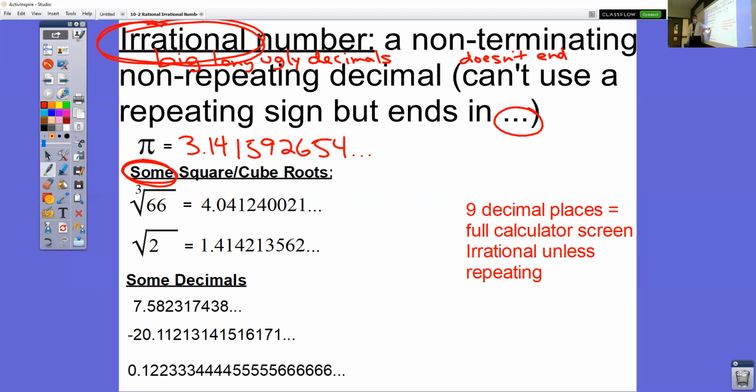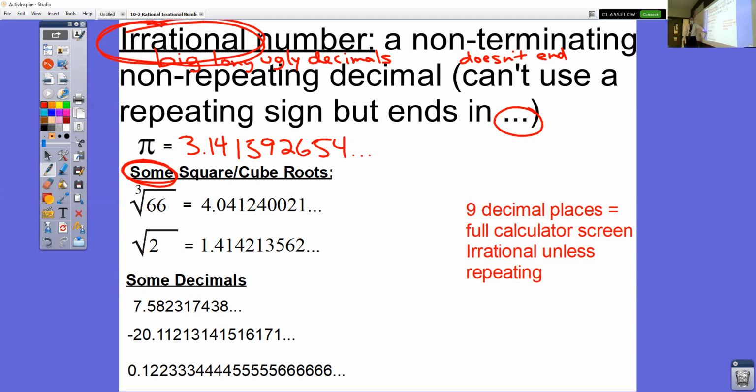The square root of 2, 1.414. It looks like maybe it's going to start repeating, but then they get a 2 and a 1 and a 3 and a 5 and a 6 and a 2. It's not repeating. It's a big, long, ugly decimal, fills up the whole entire screen. Therefore, it is irrational. Sometimes they will try and trick you with some of these, all right?